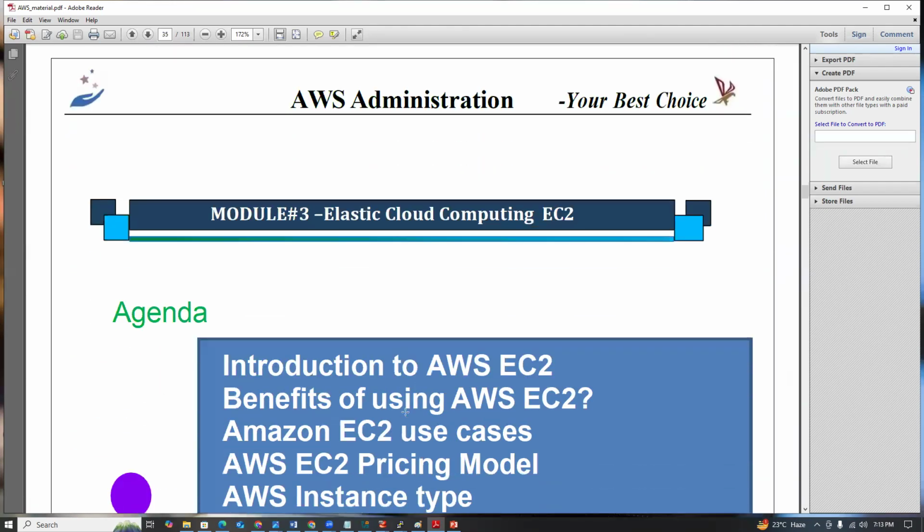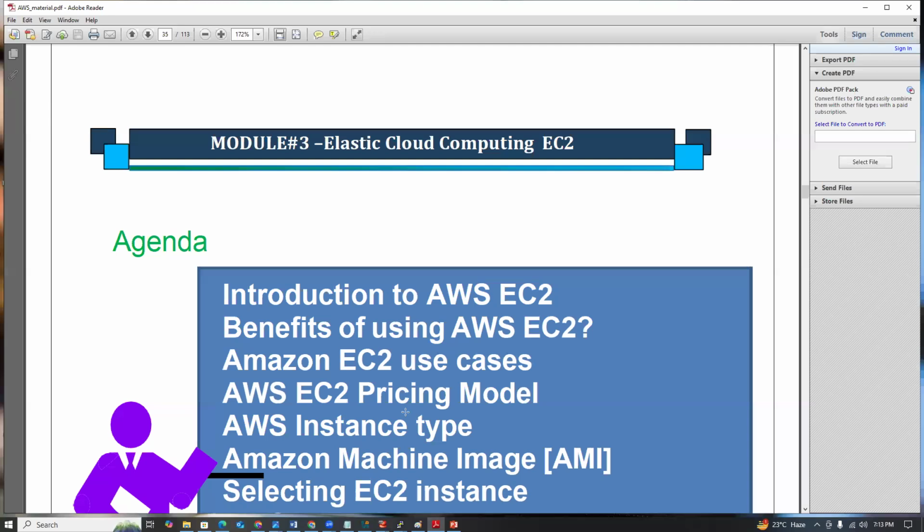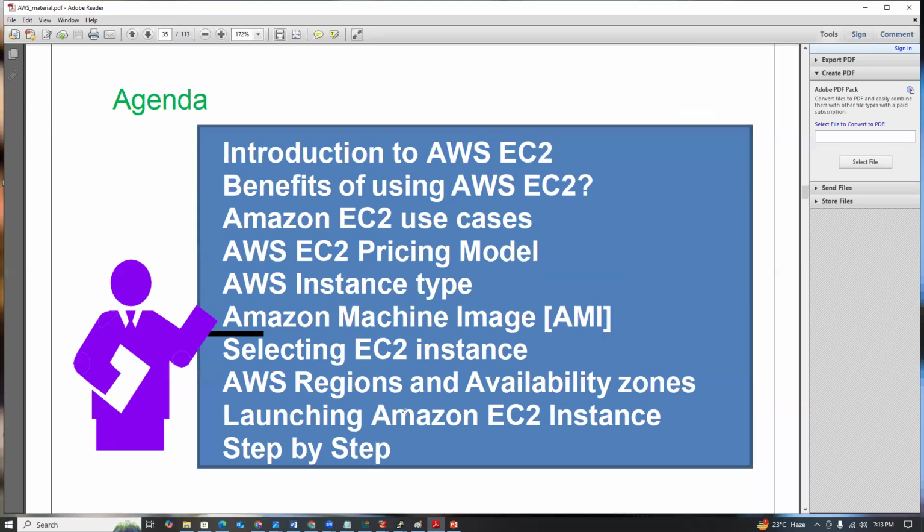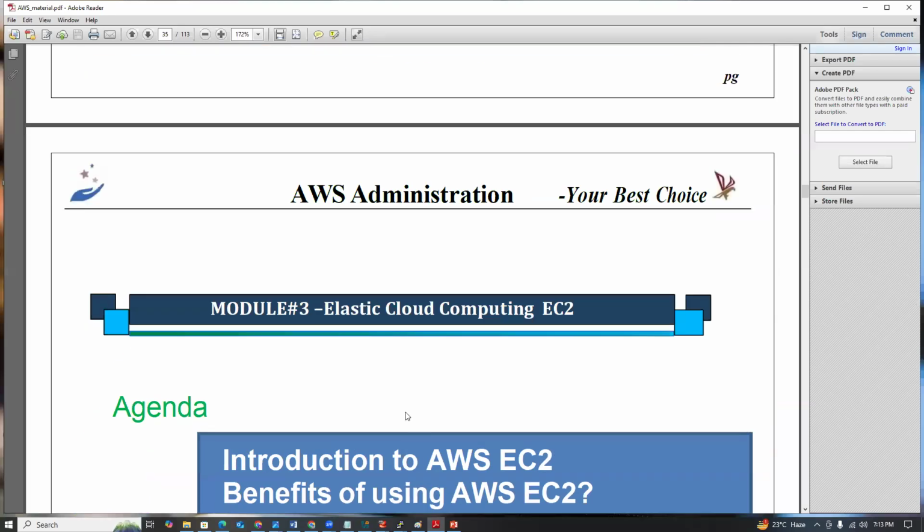So we'll continue from tomorrow. What will we discuss tomorrow? Elastic Compute Cloud, introduction to AWS EC2. Now we discussed the AWS regions, availability zones, data centers, and edge locations. Okay guys, we'll continue from tomorrow. Okay, thank you.